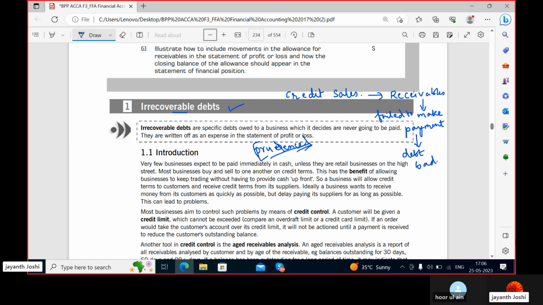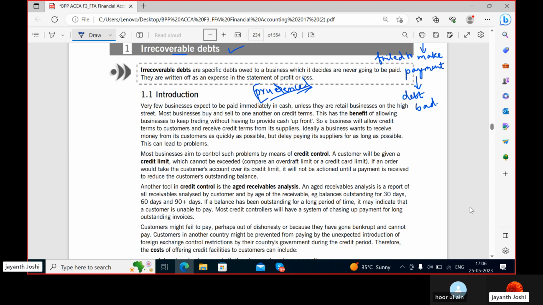Suppose the business makes a policy that they will always sell goods on cash, definitely they will not be able to increase their sales, because sometimes people want credit. That's the reason many businesses, in order to get the benefit of extra sales, provide this credit facility also to the customers.